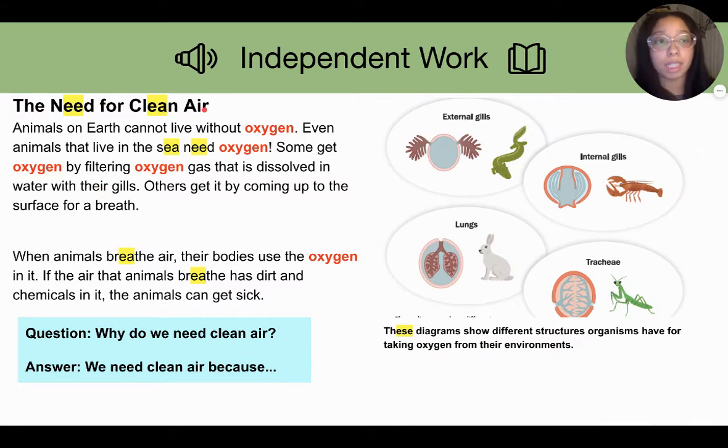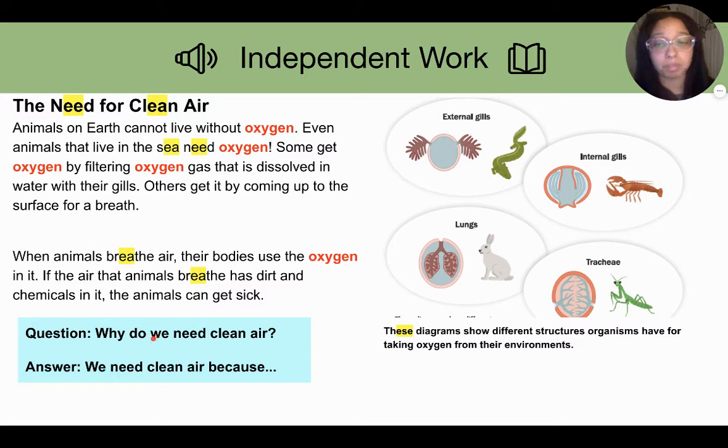The need for clean air. Animals on Earth cannot live without oxygen. Even animals that live in the sea need oxygen. Some get oxygen by filtering oxygen gas that is dissolved in water with their gills. Others get it by coming up to the surface for a breath. When animals breathe air, their bodies use oxygen in it. If the air that animals breathe has dirt and chemicals in it, the animals can get sick.